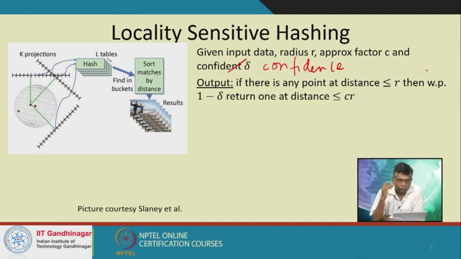What we have to return is the following: if there is any point in your input data that lies within distance r of the query point, then with probability 1 minus delta you have to return one that is at distance at most cr. So c here is bigger than 1, and we are returning an approximate near neighbor. We don't need to return anything that's less than or equal to r, but we certainly need to return any point that's less than or equal to cr.